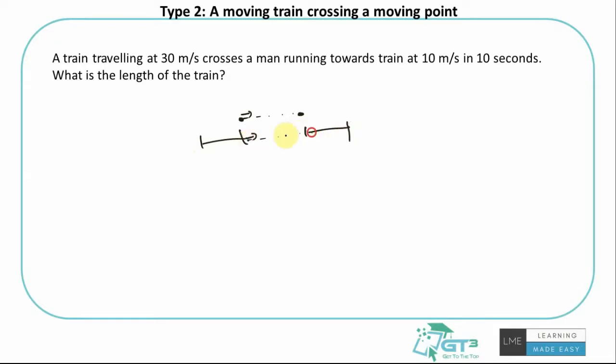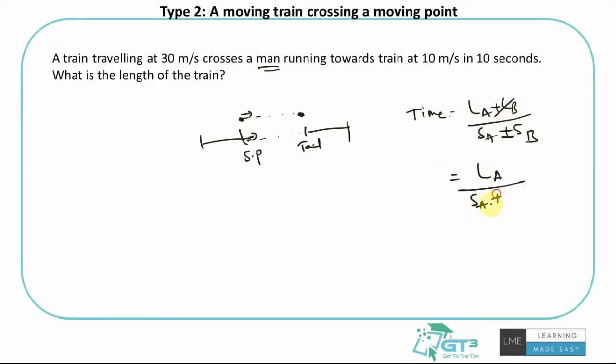It has traveled all the way such that the starting point and the point was matching. Now the tail of the train and the point is matching, but both of them are moving. Are they moving in the same direction or the opposite direction? Depending on which, you have to use this formula. Time is LA plus LB by SA plus or minus SB, depending on the directions of both the entities. I know this is a point, it's like a man, so this will become zero. So the formula would turn out to be LA by SA plus or minus SP, depending on the speed and the direction in which I have to put those values.